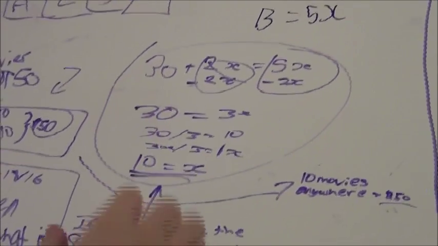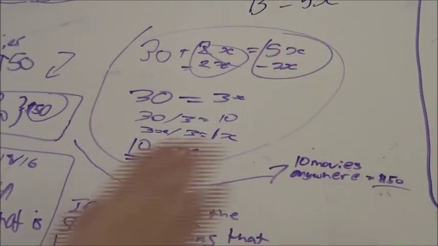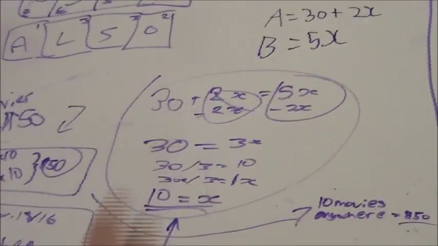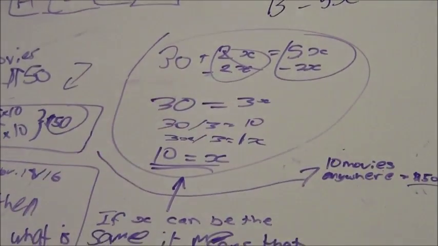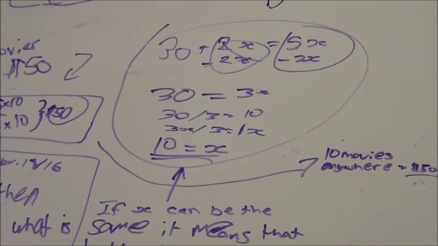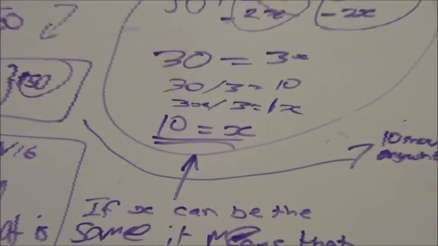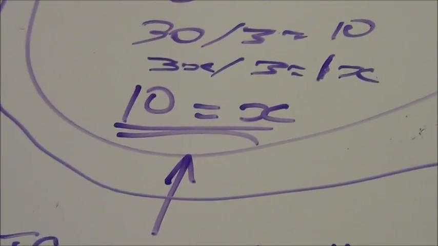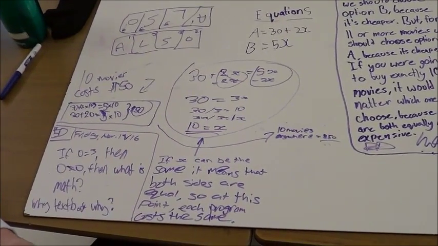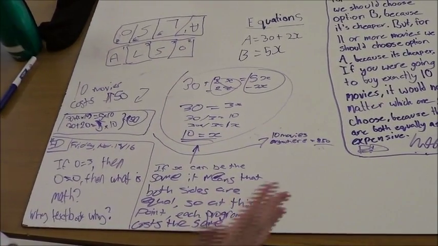And so, to start it off, we took 2x off from both sides, and so now we're left with 30 equals 3x, and 30 divided by 3 equals 10, 3 divided by 3 equals 1, which leaves us with 10 equals x. So now that we know the value of x would be 10, if they were both the same, then that would mean that after 10 movies, the one that's least expensive would be the most expensive, so that's when they change rates.